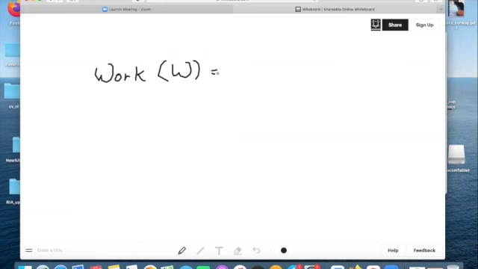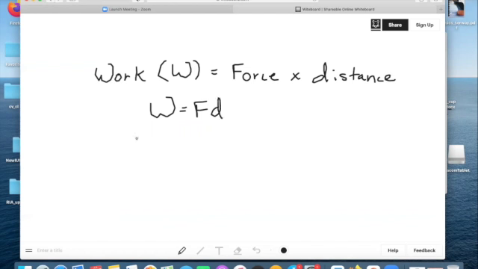All right, so your work is equal to force multiplied times the distance that the object is moved. All right, so work is equal to force times distance.